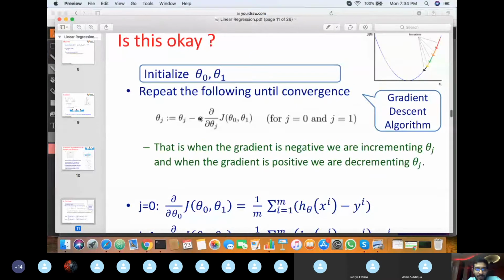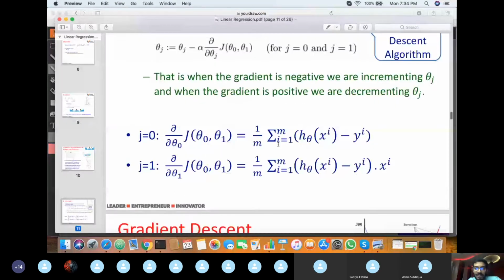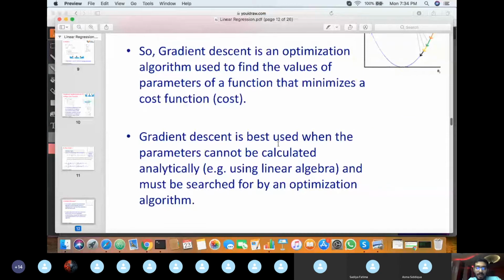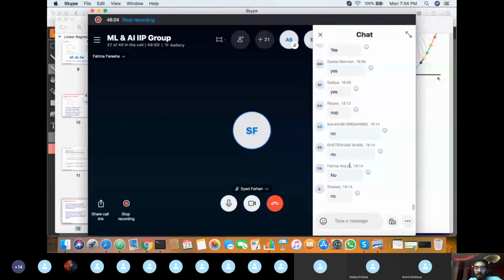And over here, if you guys notice, there's a term alpha. This alpha term determines how fast or slow the graph falls, basically how fast the error falls. So this is basically gradient descent. Any questions so far on gradient descent? Anyone? Any questions so far?